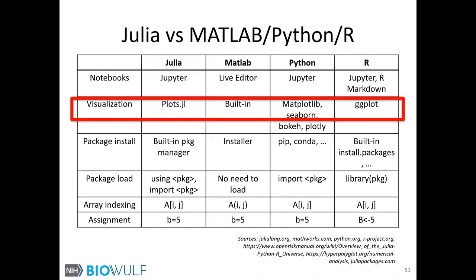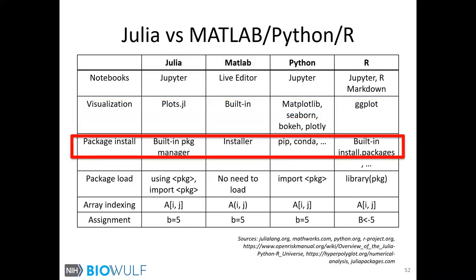For visualization, Julia has a standard library, Plots.jl. Since you can interface with Python using Julia, if you're not satisfied with that package, you can also use the Python packages in Julia. And for package installation, as I mentioned, Julia has a built-in package manager. It does really feel a lot like being in R. You install packages when you need them, and you can do it interactively in the Julia shell. I'll show you in an example how to do this.